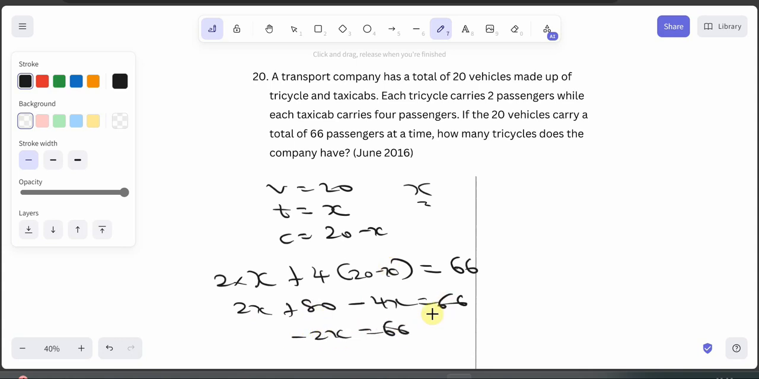Let me take this to the other side. That will be minus 80. Minus 2x will be equal to minus 14. And if I divide both sides by minus 2, our x is basically 7. So that means that the company has 7 tricycles.